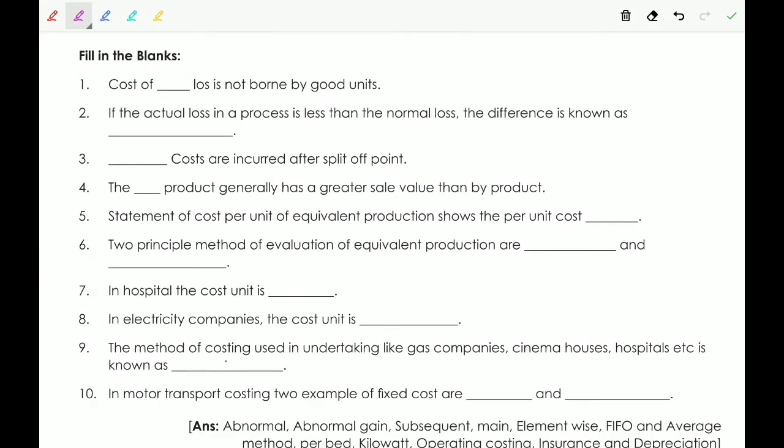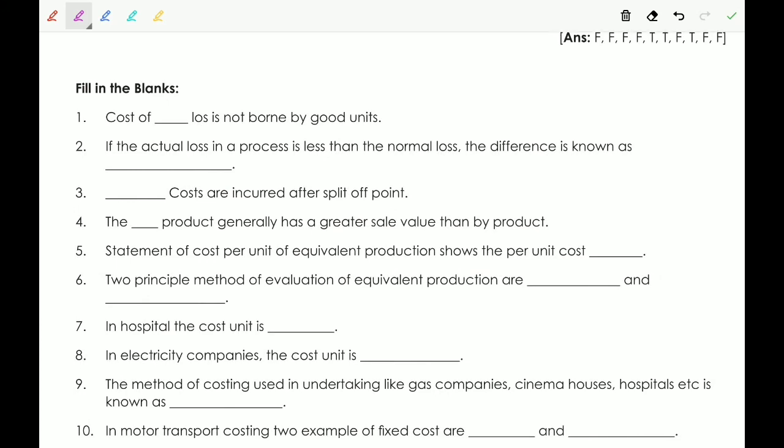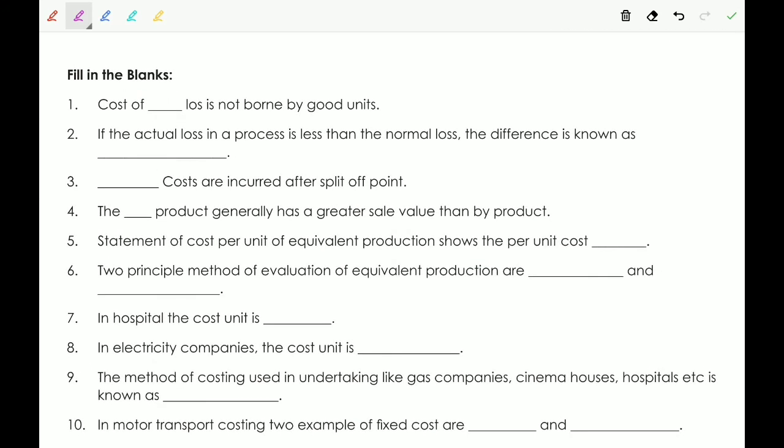Next, fill in the blanks. The first one is, cost of dash loss is not borne by good units. Not borne by good units, which is abnormal loss. So abnormal loss is not borne by good units.